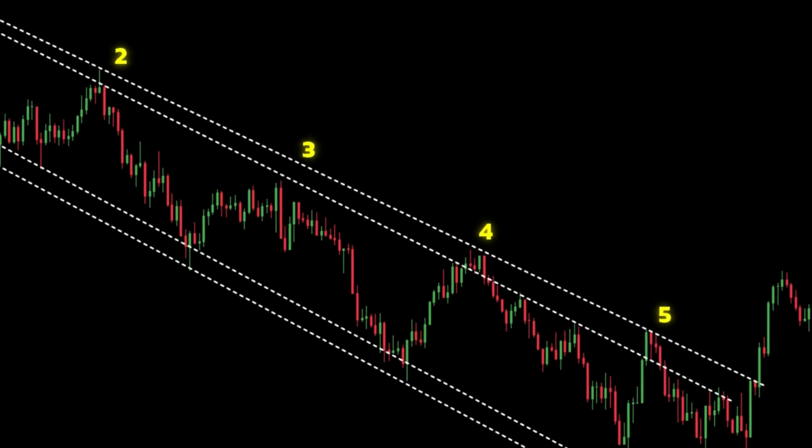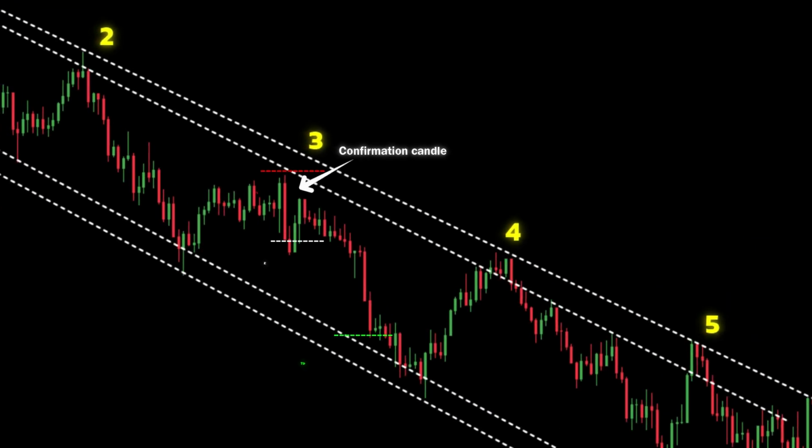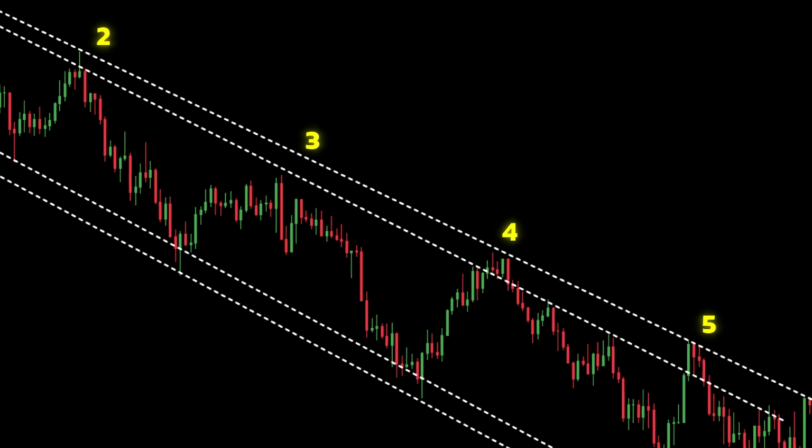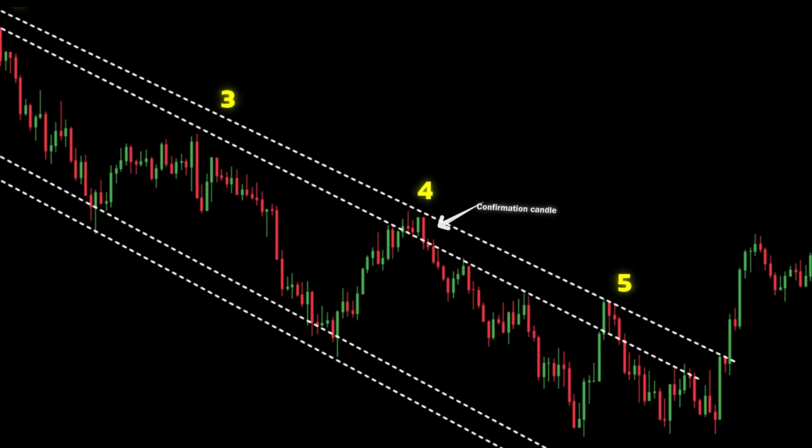On the third touch, price reacted to the first layer of the channel, and we got a strong confirmation candle. That confirmation gave us a solid entry signal. Then came the fourth touch, where price reached the second layer of the channel. Once again, we saw clear candle confirmation, which allowed us to enter the trade and capture an excellent reward.